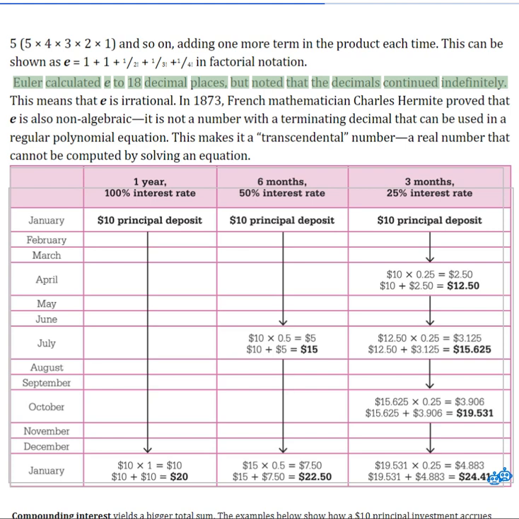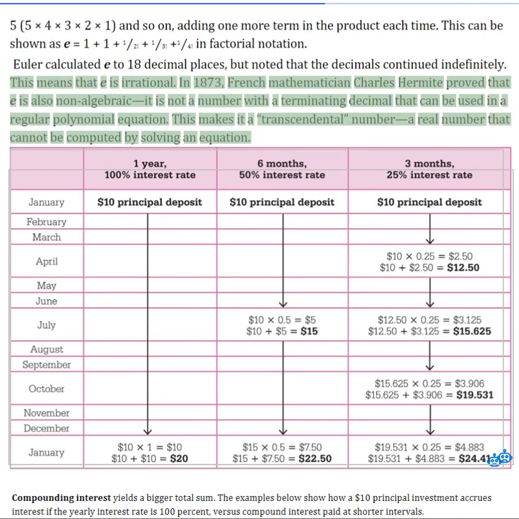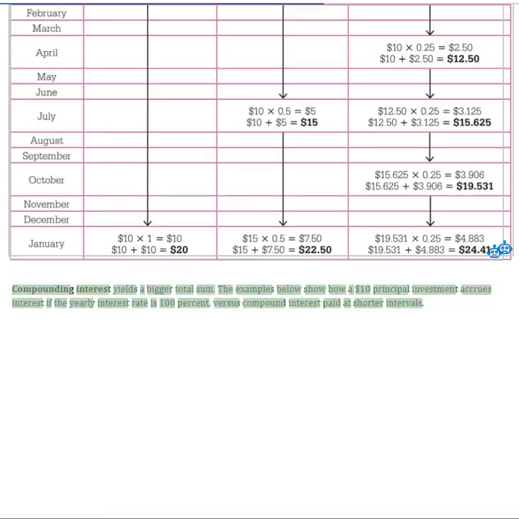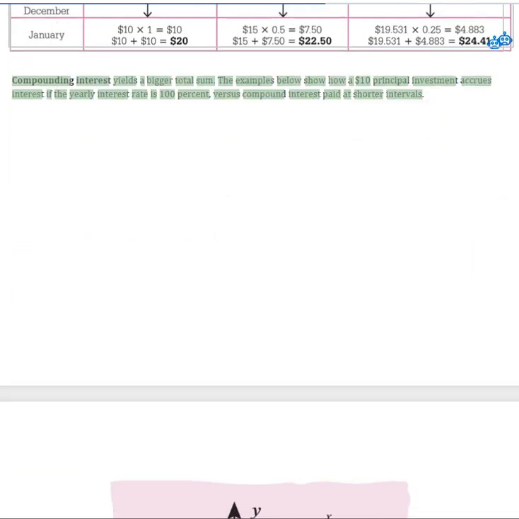Euler calculated e to 18 decimal places, but noted that the decimals continued indefinitely. This means that e is irrational. In 1873, French mathematician Charles Hermite proved that e is also non-algebraic. It is not a root of a regular polynomial equation with integer coefficients. This makes it a transcendental number, a real number that cannot be computed by solving an equation.